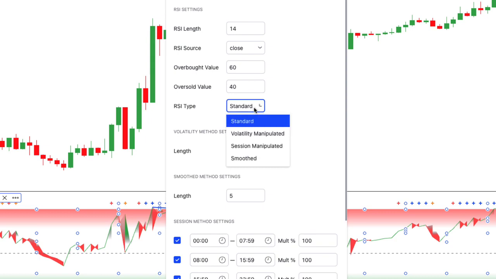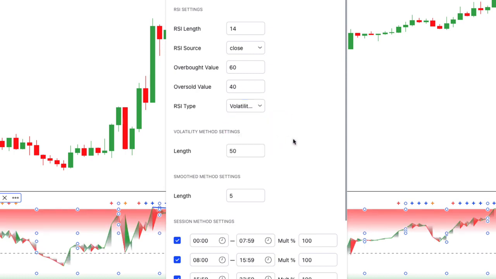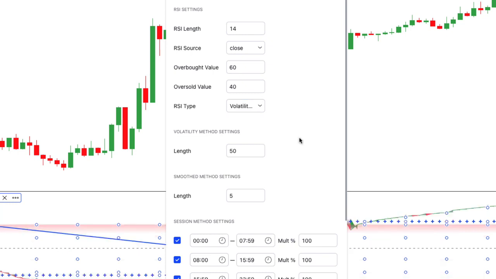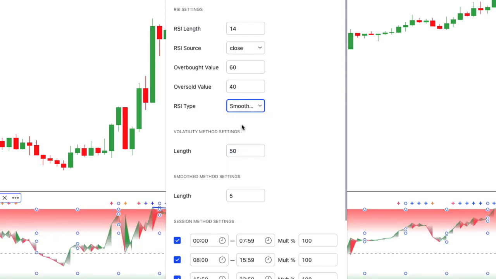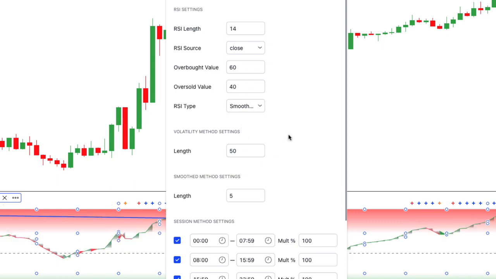As for the RSI type, there are 4 options available. When the standard RSI method is enabled, the indicator uses the traditional RSI calculation to identify overbought and oversold areas. The volatility-weighted RSI method applies a volatility formula to the RSI calculation, allowing for a more responsive indication of market conditions during periods of heightened volatility. The smoothed RSI method utilizes a smoothing algorithm to reduce noise in the RSI values, presenting a clearer representation of overbought and oversold conditions. The length of the smoothing can be adjusted to match your trading preferences.